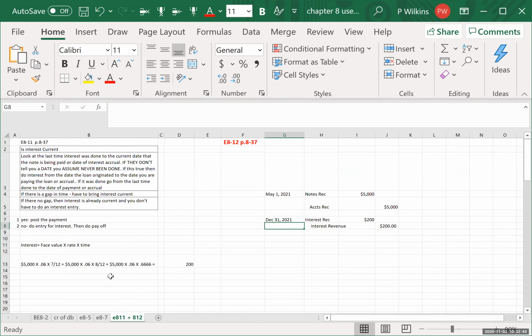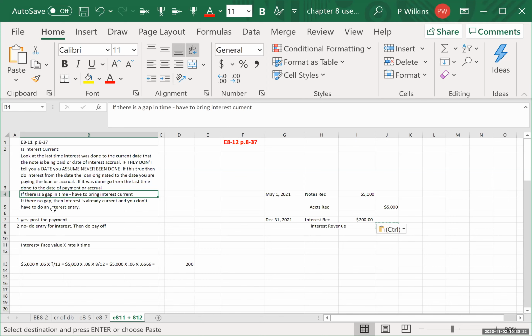Now we're going to go to May 1st, 2022. Received principal plus interest on the R. Stoney note. No interest has been accrued since December 31, 2021. So whenever we're making a payment or doing an accrual, we ask ourselves, when was the last time interest was done? In this case, the last time interest was done was December 31, 2021. And the next thing we ask ourselves is, is there a gap in time from the last time interest was done to the date that we are paying the interest? It was done on December 31, and now we are at May 1.